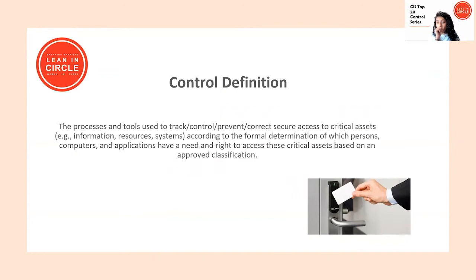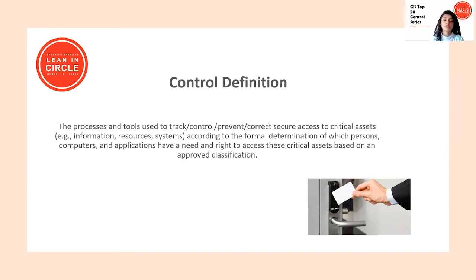So we will be covering two definitions, based on control version 7 and control version 8. So what is the control version 7 definition? The process and tools used to track, control, prevent, and correct secure access to critical assets such as information, resources, and systems according to a formal determination of which person, computer, and application have a right and access to these critical assets based on approved classification. So what it is basically saying is that the process and tools can be used to track, control, prevent, and correct secure access to critical assets.